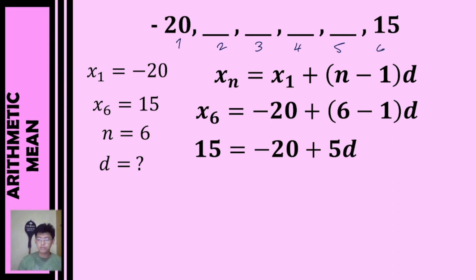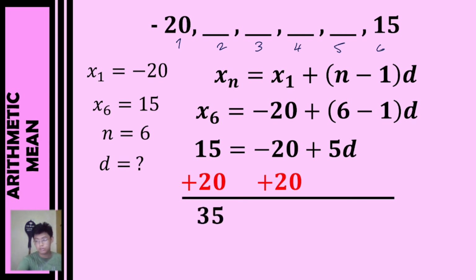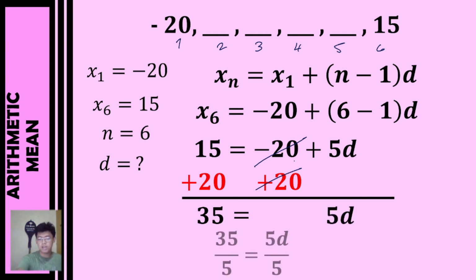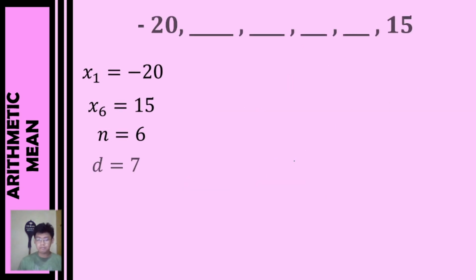So let's start first by isolating our variable term and adding 20 to both sides. It will give us 35, and it is equal to, we cancel this, cancel, cancel, and bring down 5d. Then divide both sides by 5. We will have d is equal to 7. So that will be our common difference.